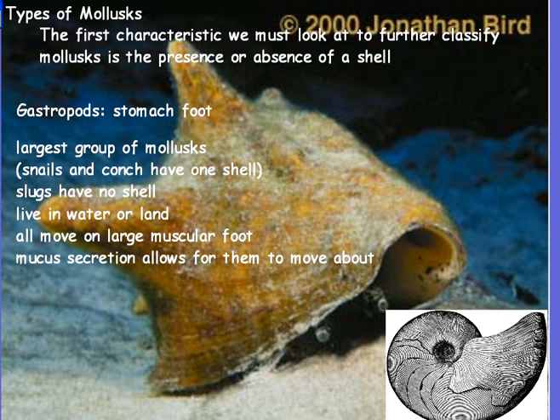Now, let's look at some types of mollusks. The first characteristic we look at to classify mollusks is, does it have a shell or not? Gastropods generally do. Gastro means stomach, and pod means foot, so stomach foot. These are the largest group of all mollusks, and it includes the snail and the conch. But slugs are in there, even though they don't have a shell. Mainly, they live in water or moist land, and they all move on a large muscular foot.